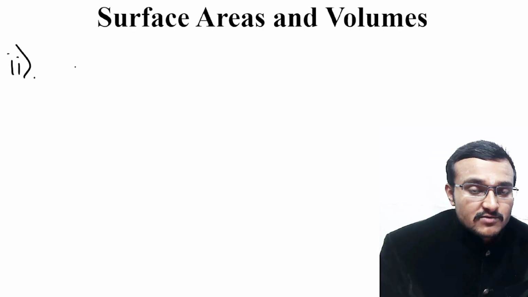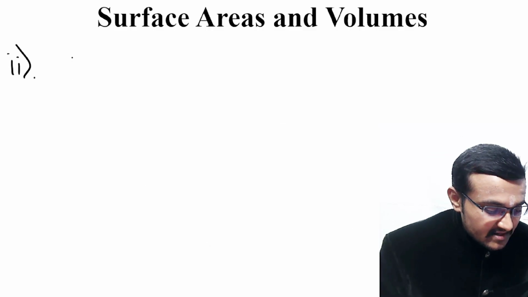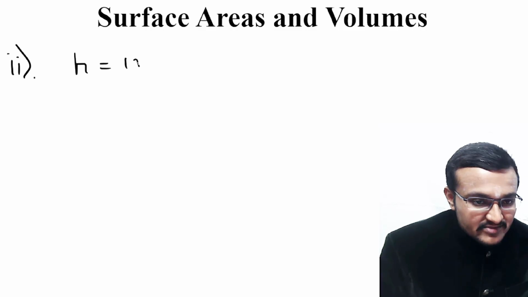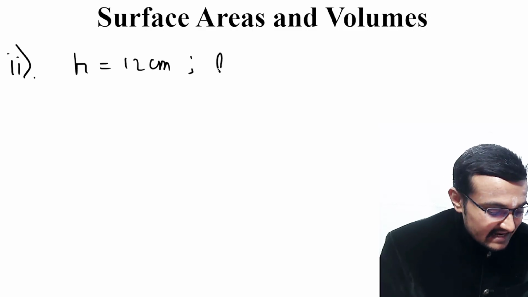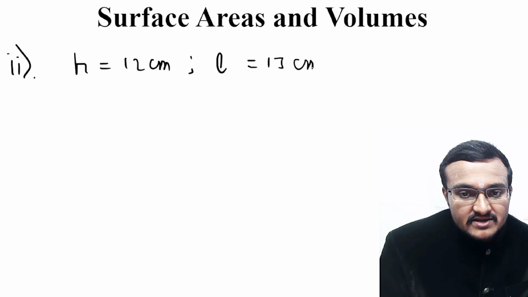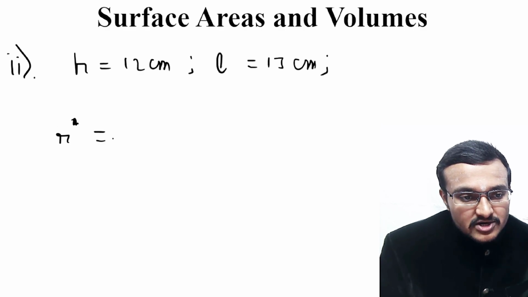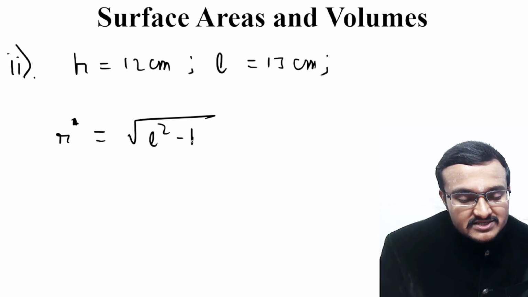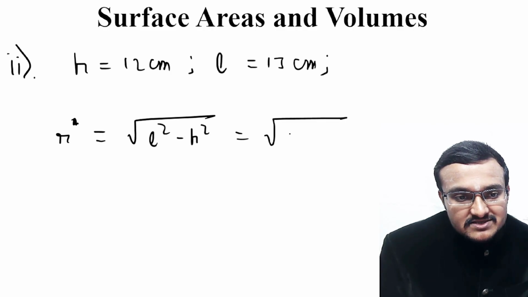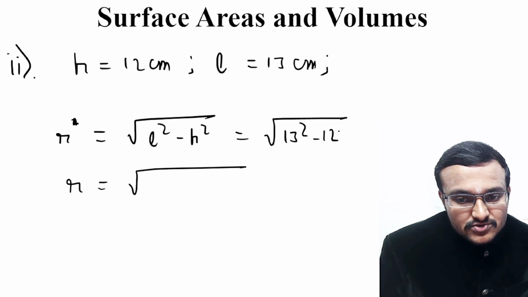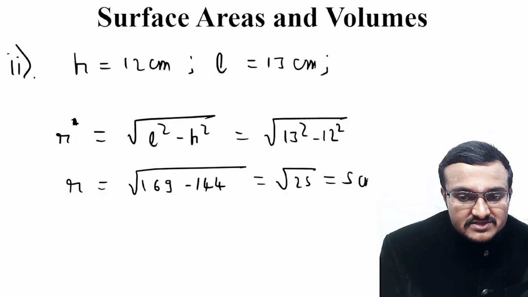Now we have to find the volume of the second cone, which has height equal to 12 centimeter, and they have given slant height equal to 13 centimeter. So here you have to find R. So R is equal to the square root of L square minus H square. So L is 13 square minus 12 square. So R is equal to 13 13s are 169 minus 144. That will give you 25. So the square root of 25 is 5 centimeter.